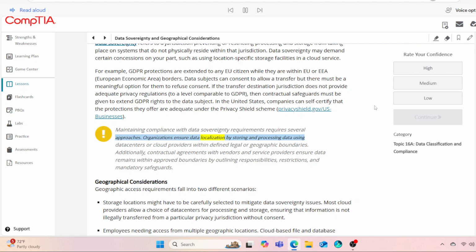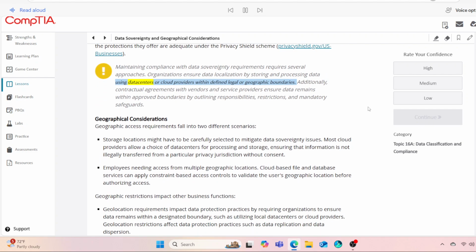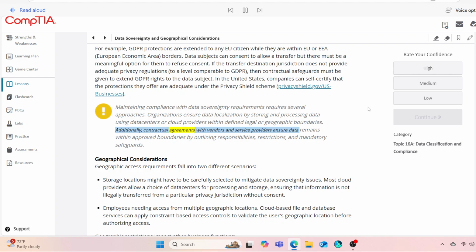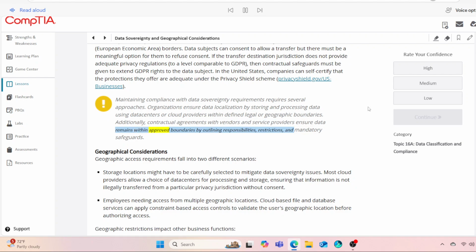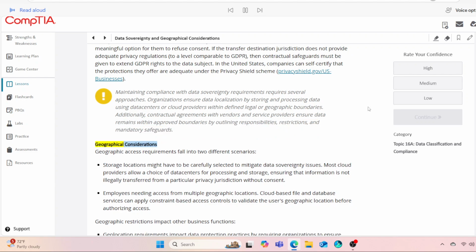Organizations ensure data localization by storing and processing data using data centers or cloud providers within defined legal or geographic boundaries. Additionally, contractual agreements with vendors and service providers ensure data remains within approved boundaries by outlining responsibilities, restrictions, and mandatory safeguards. Geographical considerations. Geographic access requirements fall into two different scenarios.